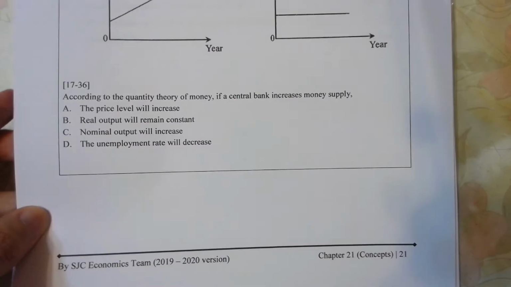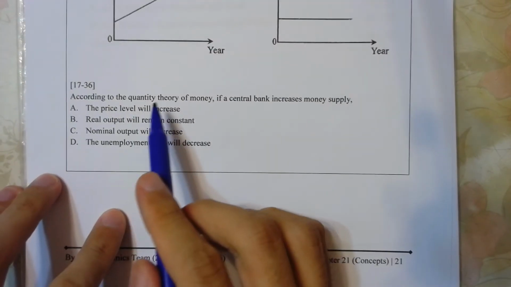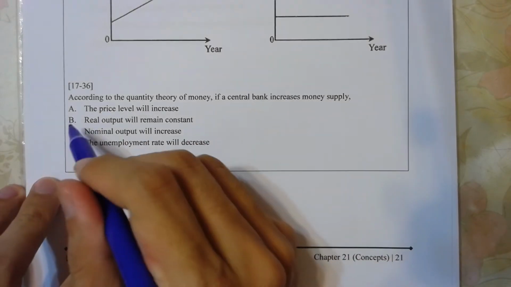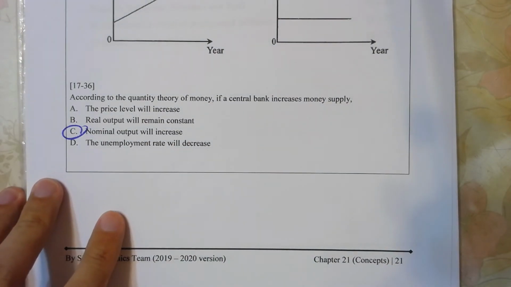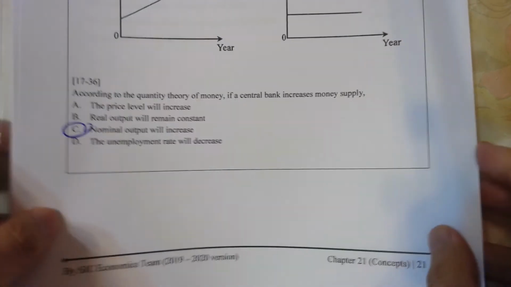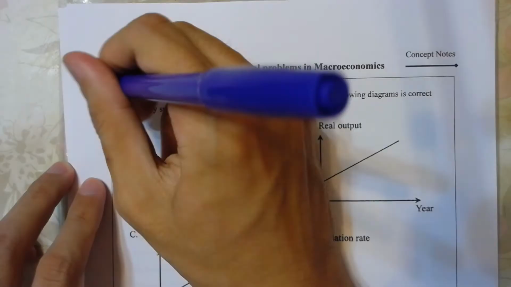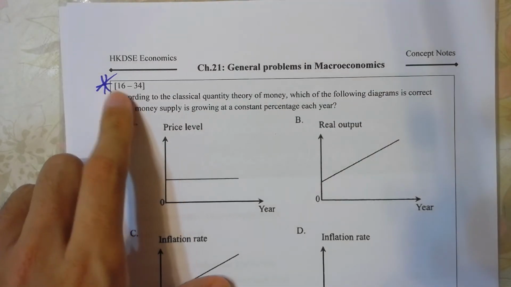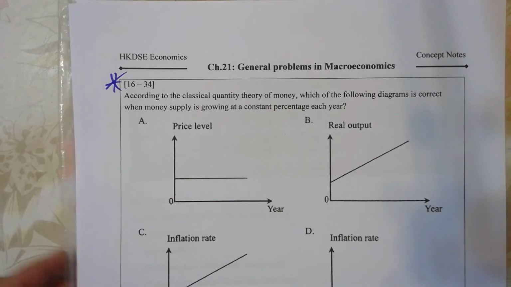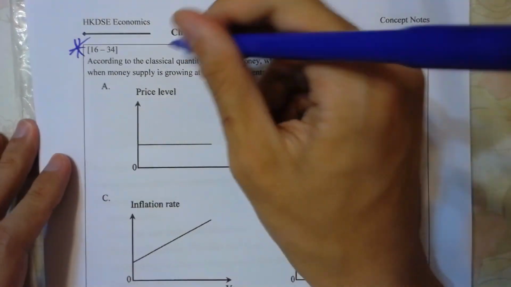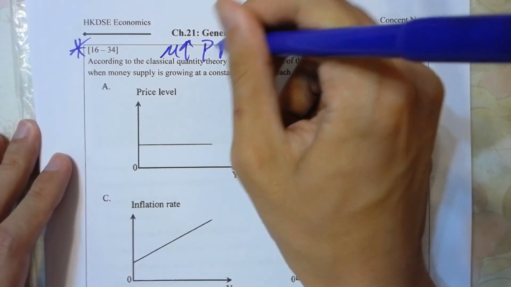Now, let's look at the final question first, okay? The final question, according to the QTM, when central bank increases money supply, remember, we always say nominal output will increase. This needs no explanation, okay? We have said it many times. Money supply increase, nominal output increase. Of course, we leave the best for the last. 2016. You should smell trouble now, right? Now here, according to classical QTM, meaning M increases, P increases.